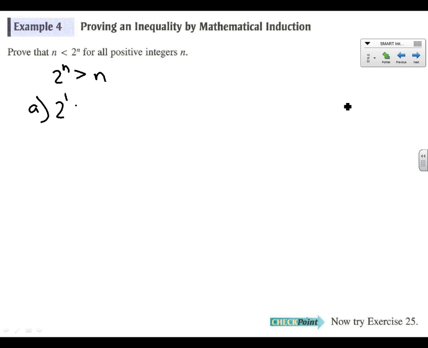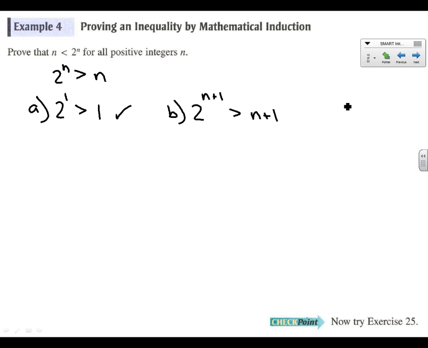Is 2 to the first greater than 1? Plugging in 1 for n, 2 is greater than 1? Yep, checks out. All right, so now we need to do the extended version. Instead of n, we're going to put n plus 1. Is 2^(n+1) greater than n plus 1? That's what we need to figure out here.